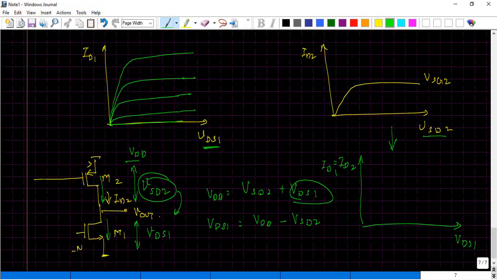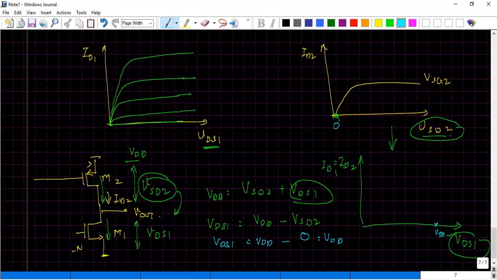But what changes and matters here is my VSG2 and VDS1 definitions. So this is the point where my VSG2 is basically 0. I just substitute that value. I'll try to use a different color. So here my value is 0, and when I substitute over here, my VDS1 would actually map to a value which is equal to VDD. So I mark the same point over here at VDD.